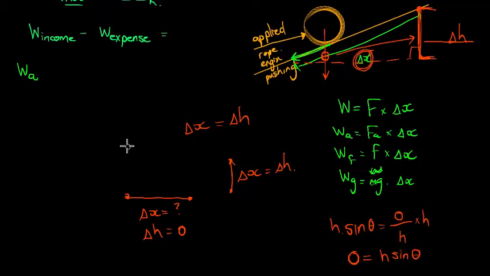Okay. So if I'm lifting it straight up, then delta x is equal to delta h. If I'm putting it straight on the horizontal axis, then delta h is actually 0. So anywhere in between here, delta h will be somewhere between 0 and x. It would be greater than 0 and less than x. Okay, but how can we calculate it? We take delta x and we multiply it with sine theta.